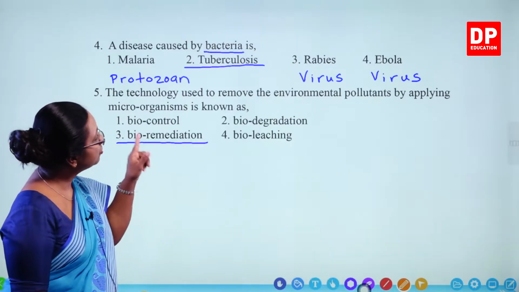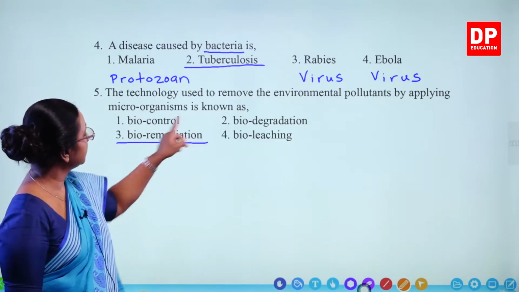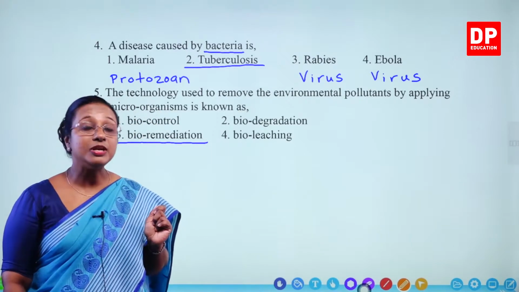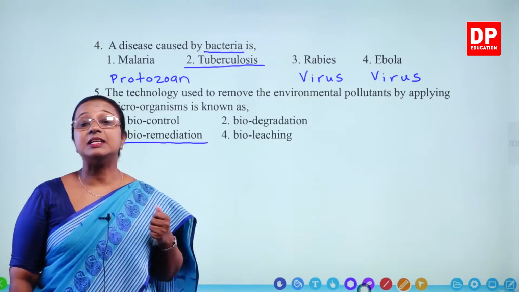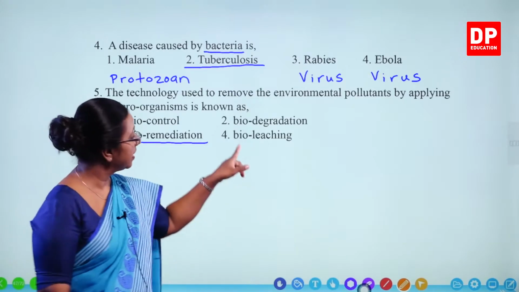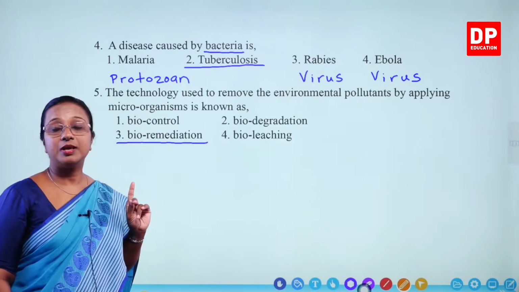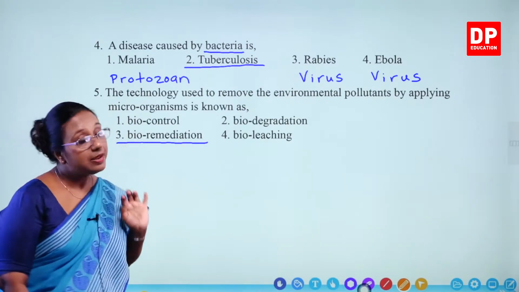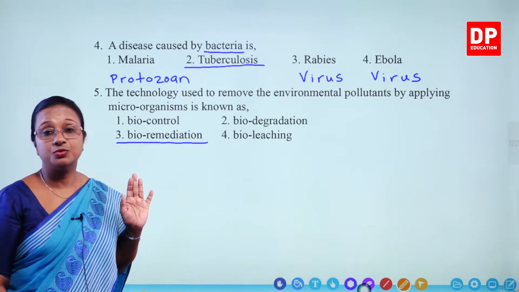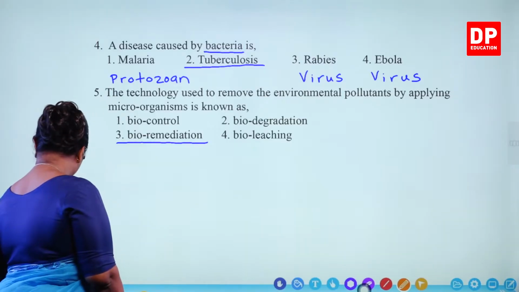Then bioremediation, that is this. The technology used to remove the environmental pollutants by applying microorganisms is known as bioremediation. Then what is this fourth one? Bioleaching. Extracting metals like uranium and copper from low-grade ores using microorganisms. That is bioleaching. So, here the answer is bioremediation. So, those are the MCQ type questions where you need to select the correct answer or the most suitable answer. So, with that, now I am going to move on to the next question.